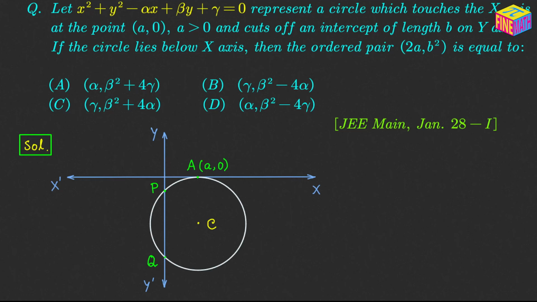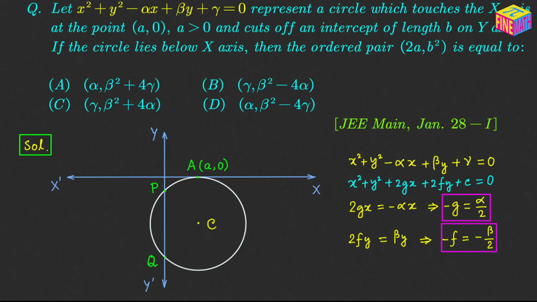The given equation of the circle is like this. And if we compare that with the general equation of a circle, we can easily find out the values of -g and -f, which will represent the coordinates of the center. In this case, -g turns out to be half of alpha and -f turns out to be -half of beta. So I have noted the coordinates of the point C, which is the center of the circle.